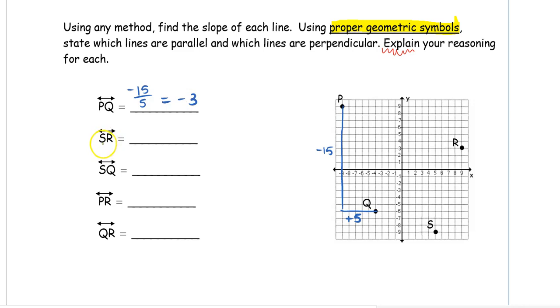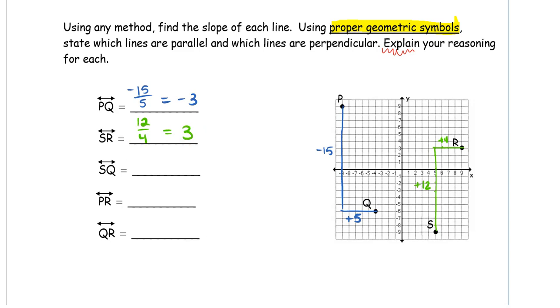The next one is asking me to find the slope of SR. So I find S, I find R. I'm going to count my rise over my run. 1, 2, 3, 4, 5, 6, 7, 8, 9, 10, 11, 12. I'm going up 12, so it's a positive 12, right? 1, 2, 3, 4. I'm going right, so it's a positive 4. So we've got 12 over 4, which ends up being a positive 3.